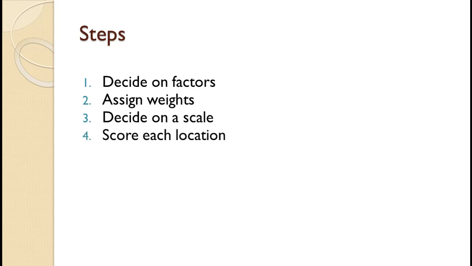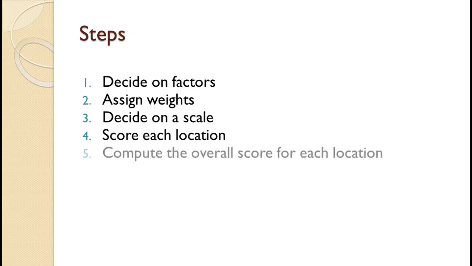4. Score each location on each factor. Many times, more than one rater is used, and each score on each factor is averaged to develop a composite score. 5. Compute the overall score for each location. For this, we simply multiply each factor weight by the score for each factor and then sum the results for each location. 6. Make a decision. The higher the score, the better, so we want to choose the location with the highest score. However, since the ratings are subjective, small differences in overall score are not really meaningful.